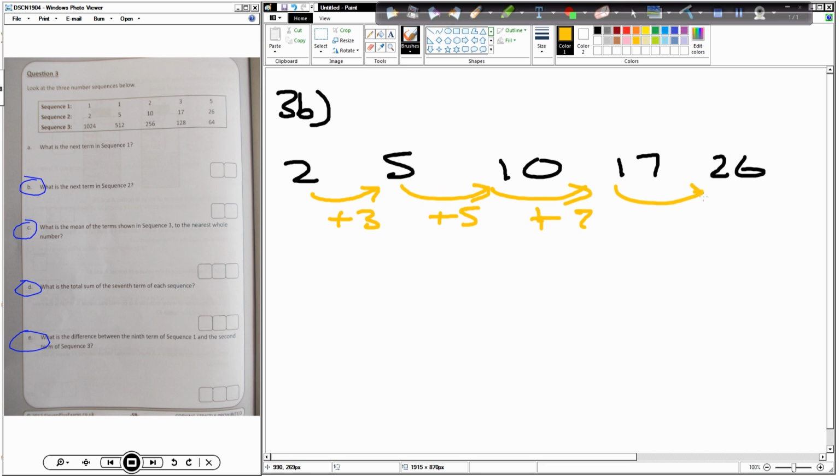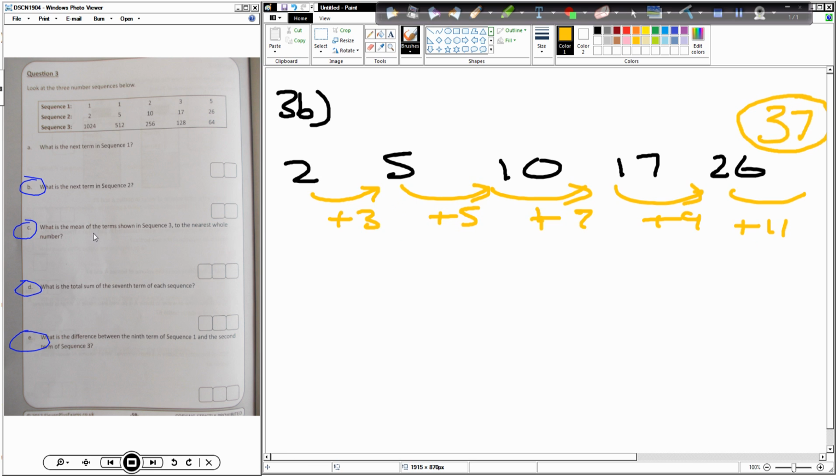And then the next one is going to be add, and the next one should be add 11. So 26 add 11 will give us 37. So question 3B, the answer should be 37. That's done. Question C now.